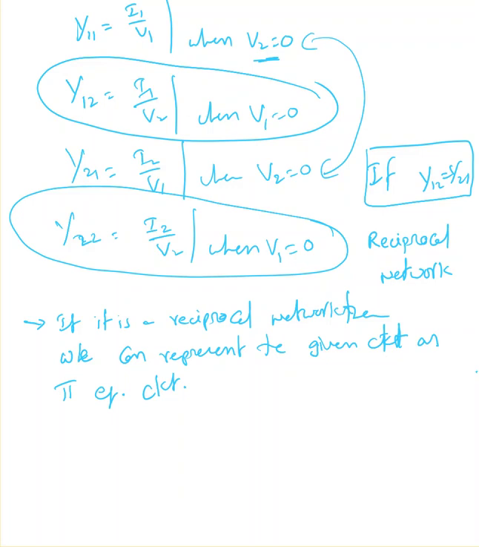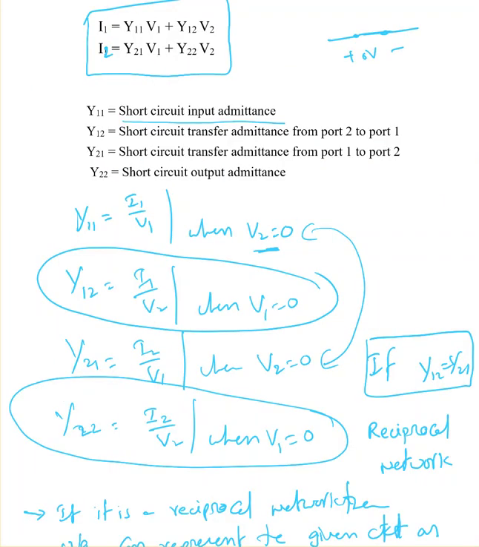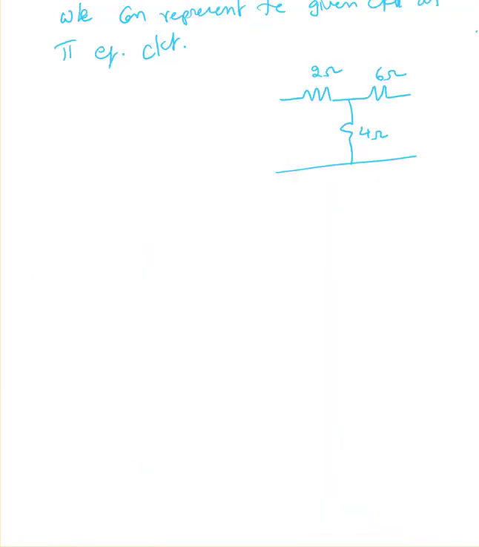Okay, I'm going to start solving an example. Here is a simple example. I forgot to mention the unit. The unit for admittance is Siemens, and we indicate it with S. Okay, here is a simple example.